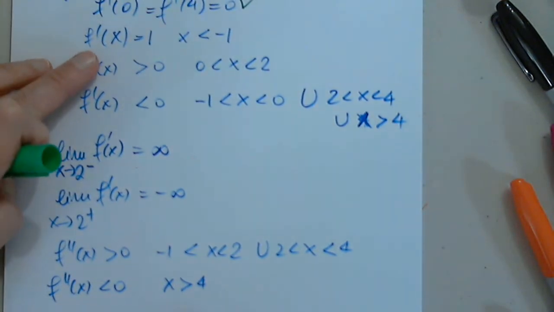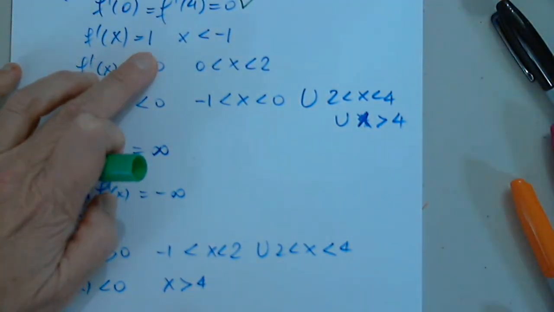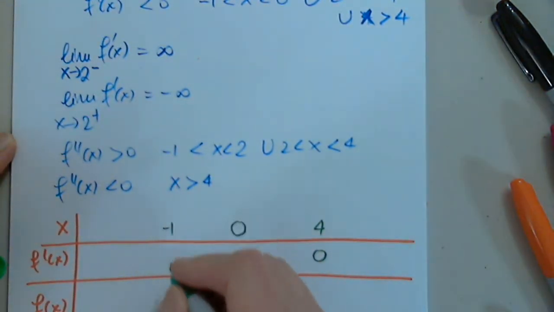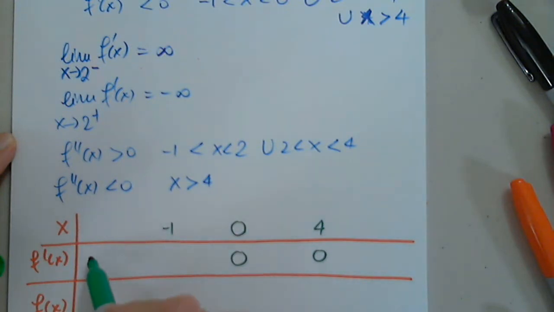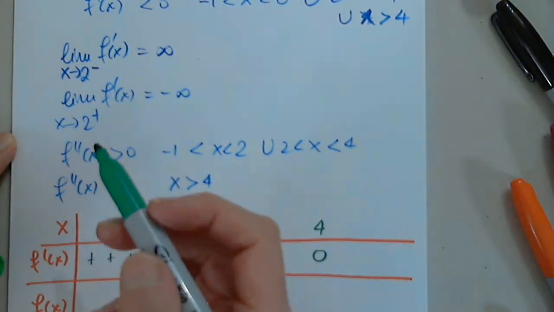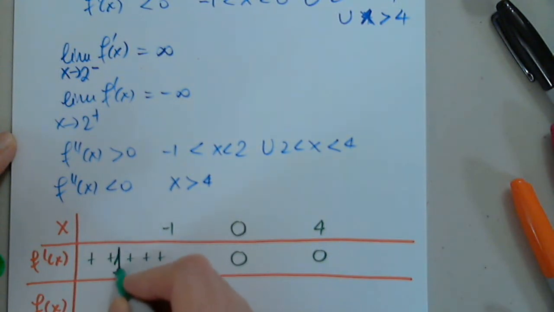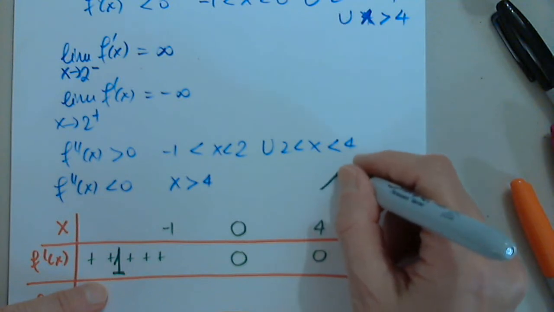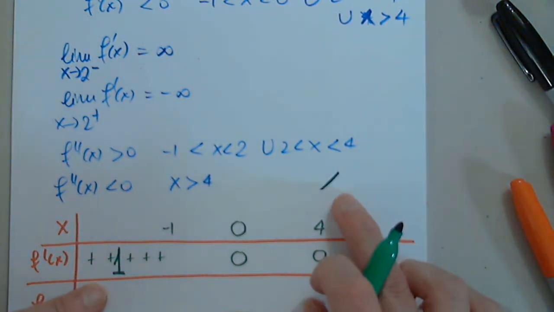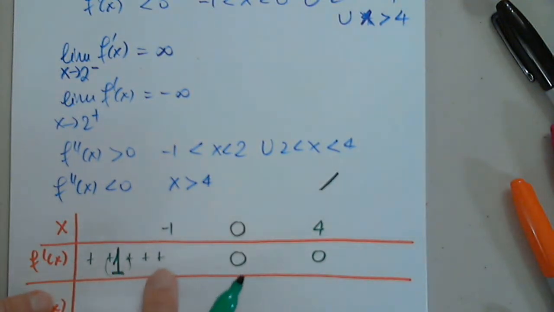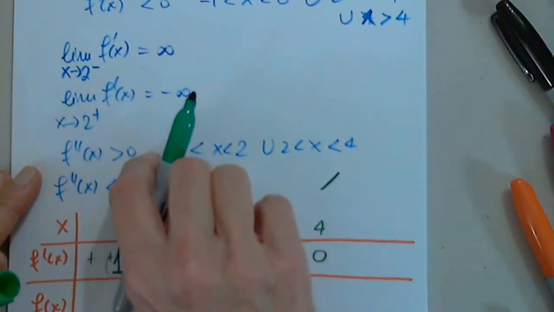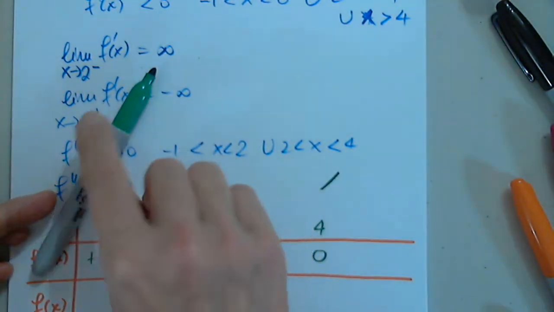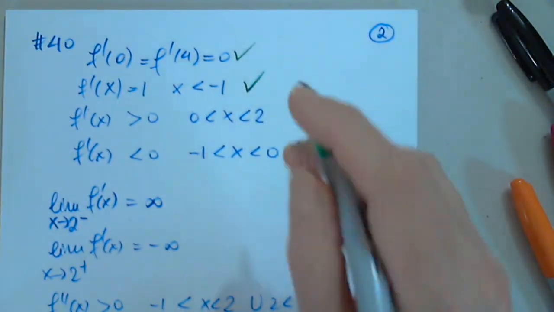Okay. F prime of x is 1 for x less than -1. So -1 is here. So here it's positive because it's 1, and it is exactly 1. So the slope is 1, which means I have to show a straight line with a slope of 1. It's positive, so it's increasing. Only a straight line has a constant slope, so it must be a line. Okay, so this is taken care of.